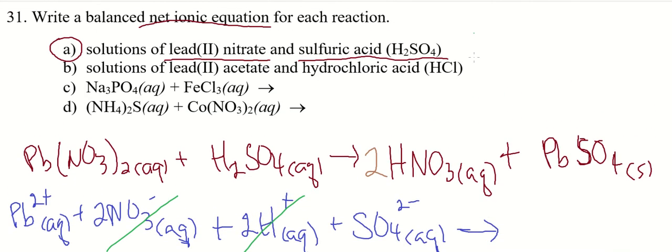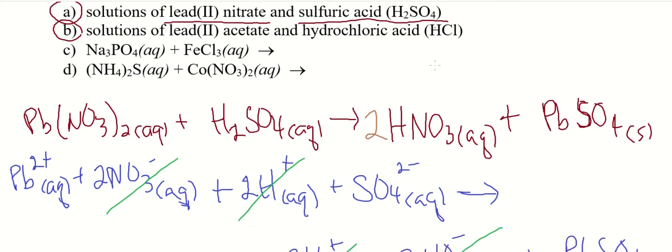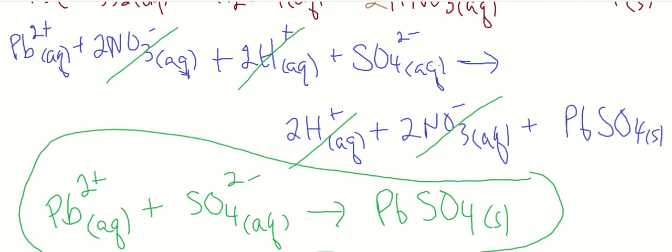So I started with brown, turned into green. So I'm going to run out of colors. I'm just going to keep going with this format. All right. Lead acetate and hydrochloric acid. All soluble.